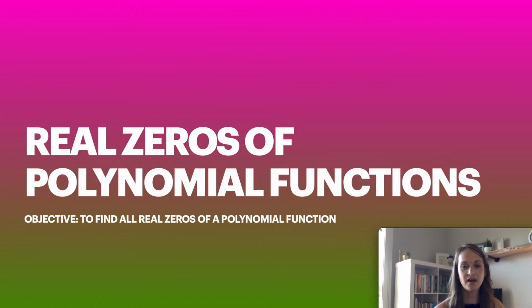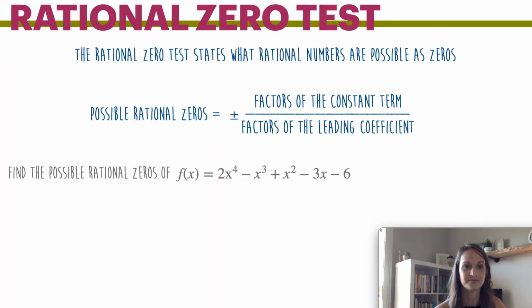In this video, I am going to show you how to find all the real zeros of a polynomial function. The rational zero test basically states what rational numbers are possible as zeros, meaning it won't tell you that these are the zeros, they're just saying these are all the possible choices that could be a zero for a function.